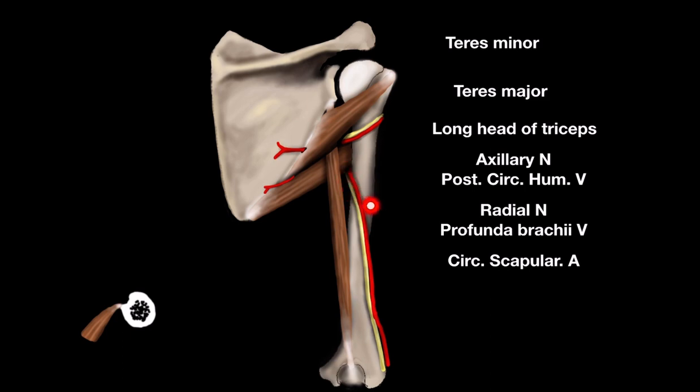Now, what happens if the shaft of humerus is fractured? The radial nerve will be injured. So that is the clinical importance of lower triangular space.